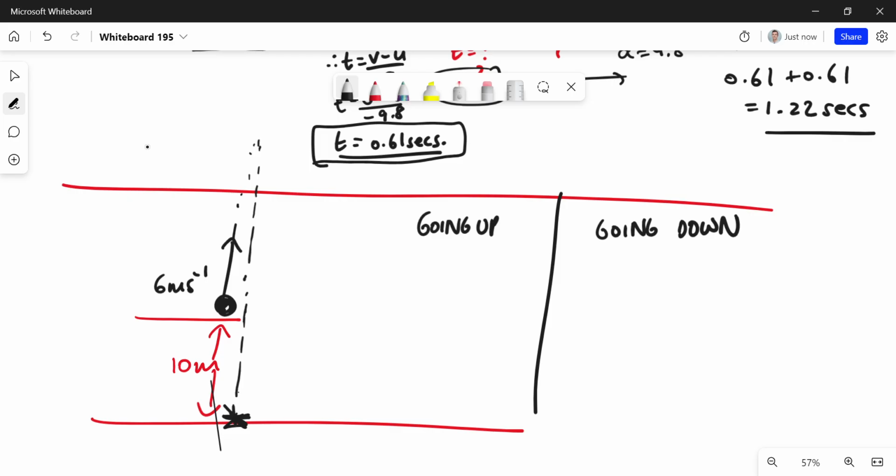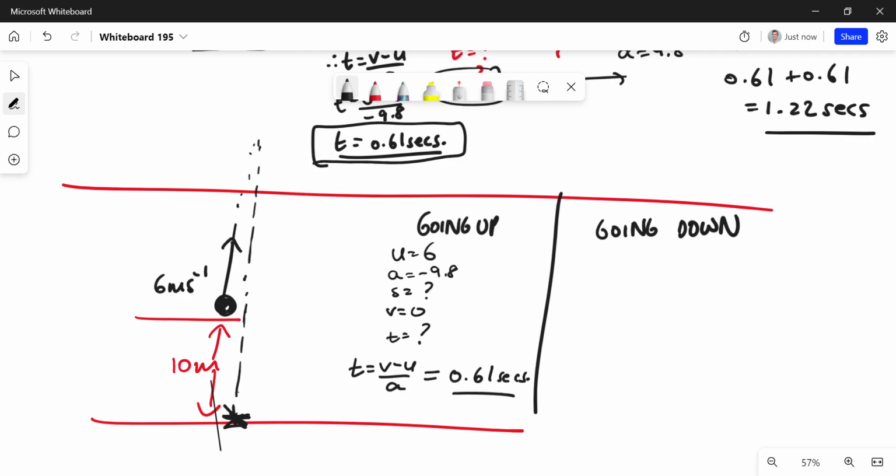So the going up phase, we've already sort of done this, but just a reminder, because we just literally did this before. We've got U equals 6, we've got A equals negative 9.8, S is something we don't know, V is 0, and T was what we were trying to find. We rearranged it for V take U over A, and when we did that, we got an answer of 0.61 seconds.